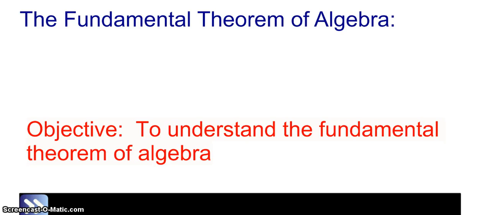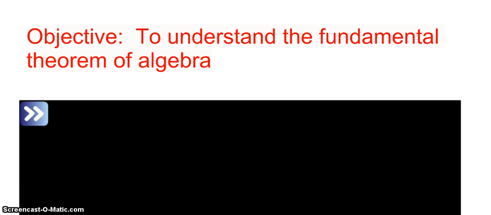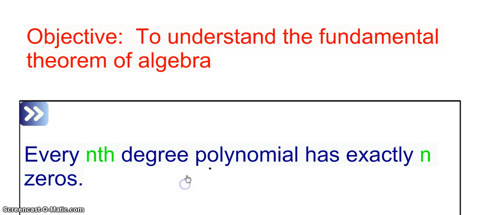Okay, so now we're going to talk about the fundamental theorem of algebra. This is actually something that you have seen a lot already. We just didn't formally address it necessarily. You can see the formal definition of the fundamental theorem of algebra in your note packet right above at the beginning of this section. But essentially what it says is that every nth degree polynomial has exactly n zeros.